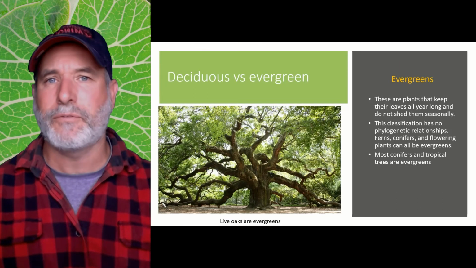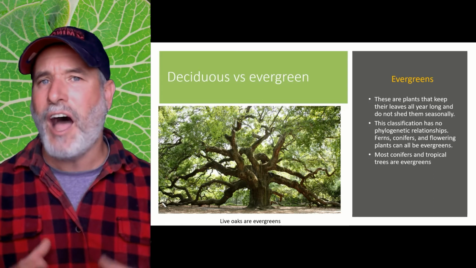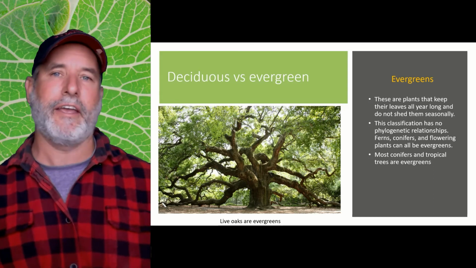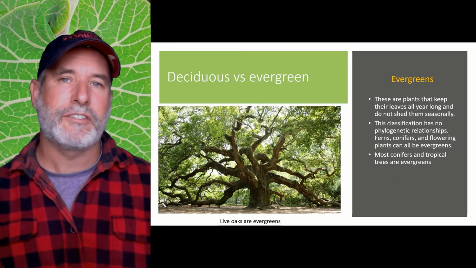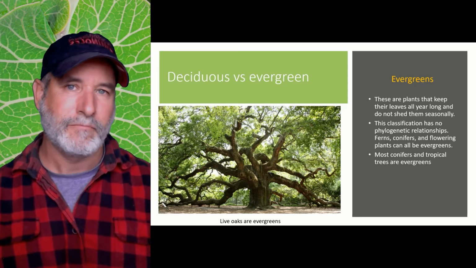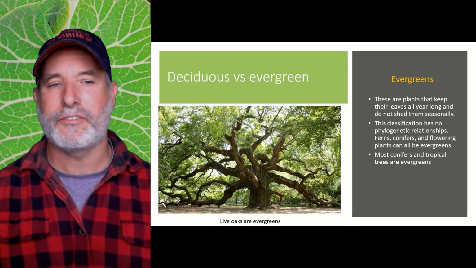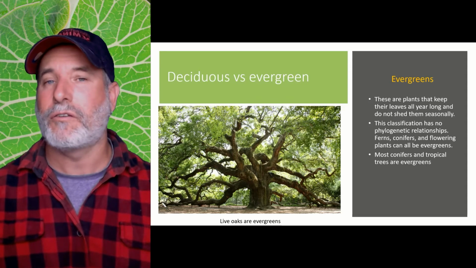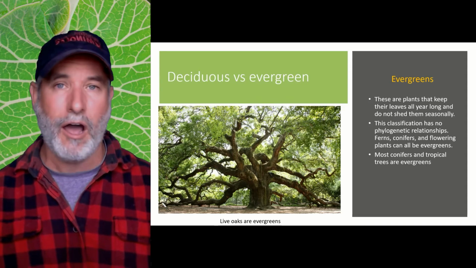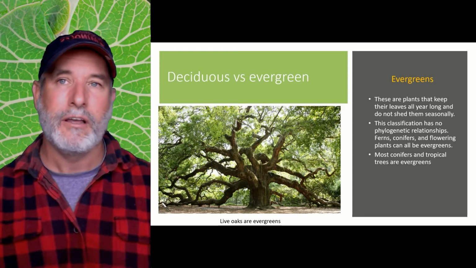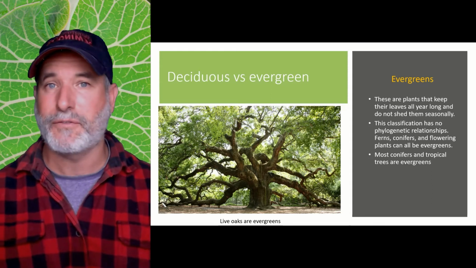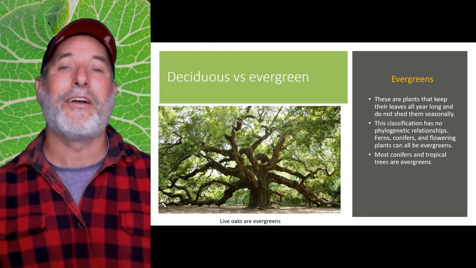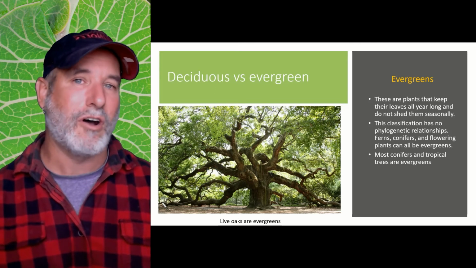Now here's some different types of diversity that's not necessarily evolutionary related. Now some trees are deciduous. Deciduous trees lose their leaves. And evergreen trees, they keep their leaves all year long. So the vast majority of our conifers, like pine trees and fir trees, like Douglas firs and Christmas trees, right? They're evergreen. They keep their needles or their leaves all year long.